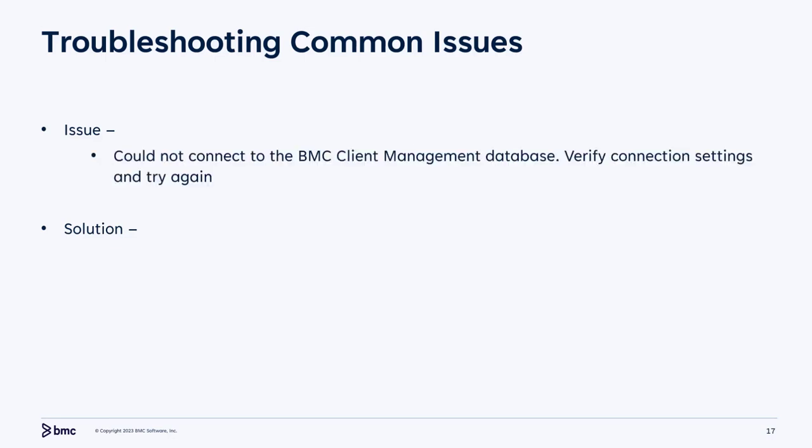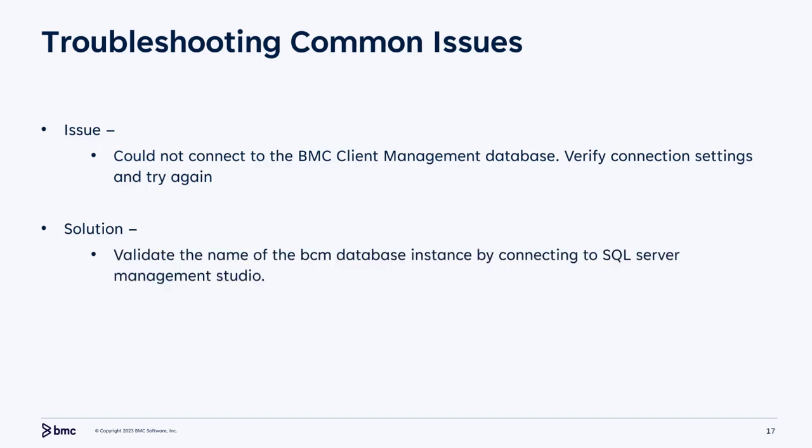During the process of manual configuration, if you receive a warning, "Could not connect to BMC Client Management database, verify connection setting and try again," then you could troubleshoot the issue by validating if the name of the BCM database instance is given correctly. To do so, connect to the SQL Server Management Studio and check if you are able to log into the instance. Additionally, you must configure SQL Server for mixed mode authentication, as this will allow both Windows authentication and SQL Server authentication.